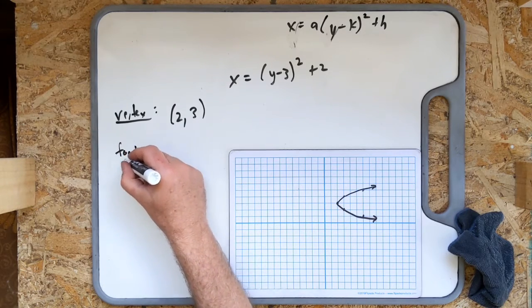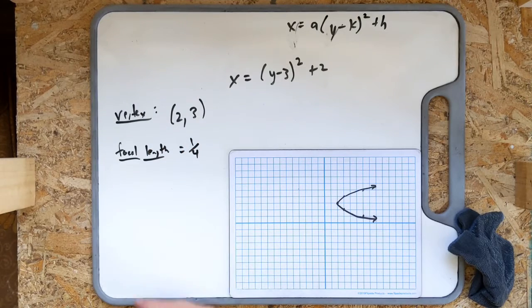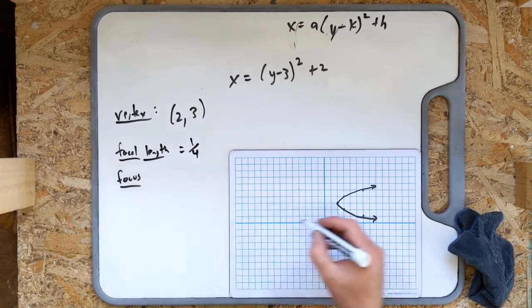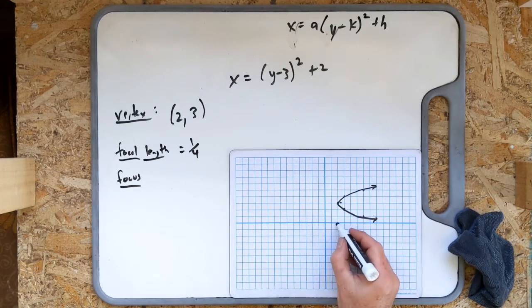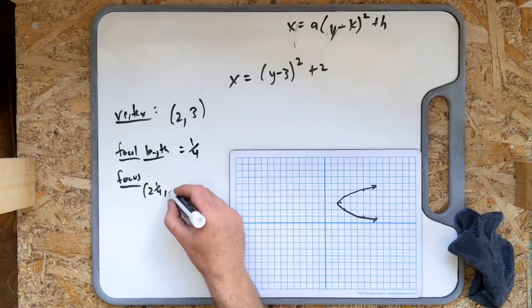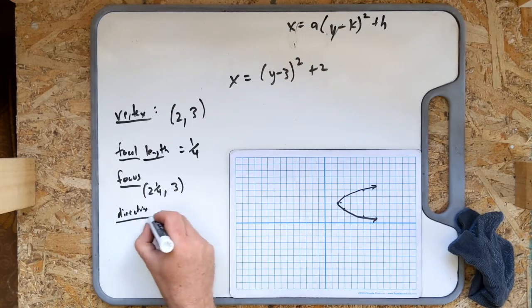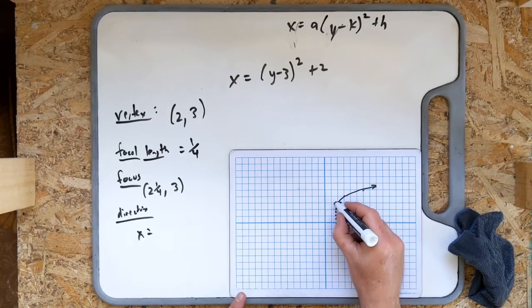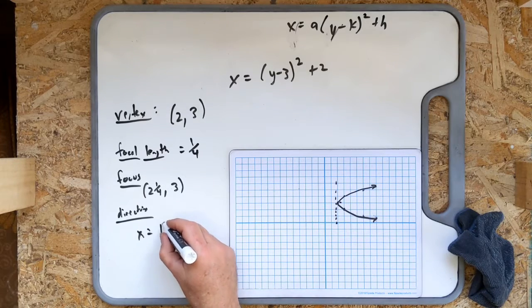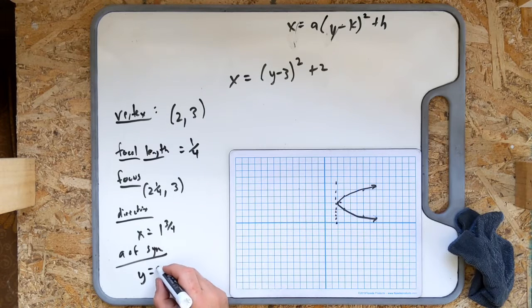Then we do the focus. The focal length is simply 1/4 again, because a is 1. Focus, I'm going to draw it in, is 1/4 inside here, which is 2 1/4. And then it's right on the axis of symmetry, so it's 3. And the directrix is x equals, it's 1/4 on the other side, so it's 1 3/4. x equals 1 3/4. And the axis of symmetry is y equals, and in this case just 3.